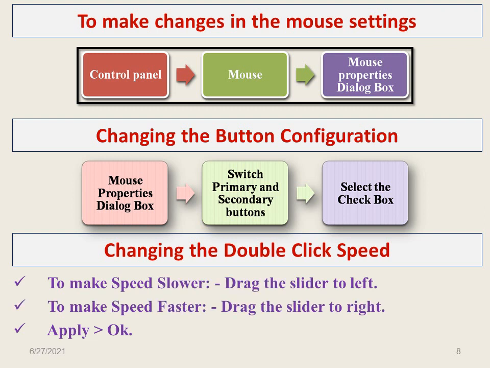To make the speed slower, drag the slider to the left, and to make the speed faster, drag the slider to the right, and lastly click on the apply button and OK.